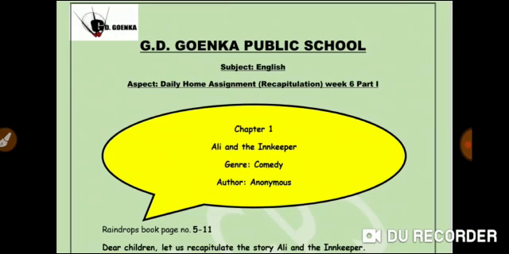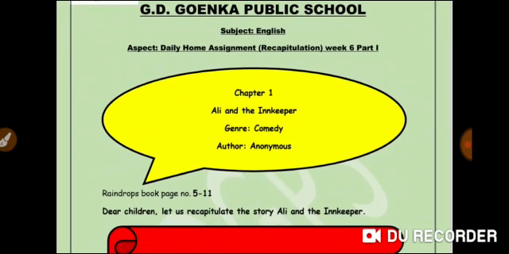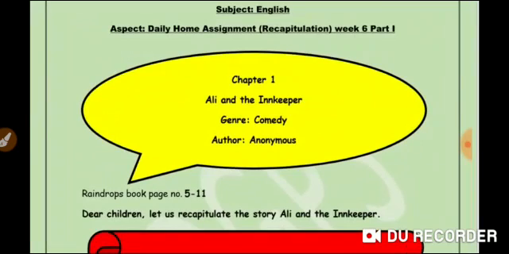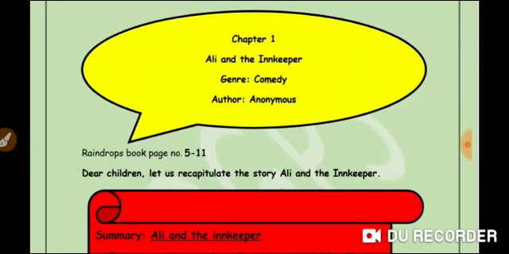In the last few weeks, we were doing a few topics from grammar and even from the textbook. But today we are going to recapitulate one of the topics from previous weeks, that is Chapter 1, Ali and the Innkeeper. As you know, it's a comic story and the genre of the story is comedy. The author is anonymous. So, let us open Raindrop's book, page number 5.